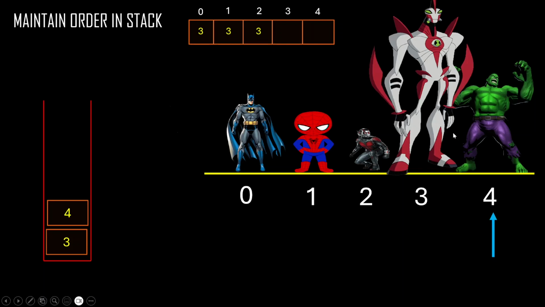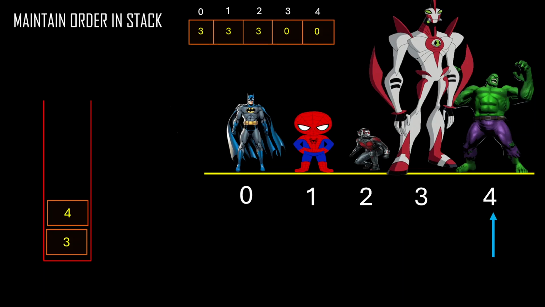If you consider Way Big here, after Way Big there are no higher elements, so obviously it's going to be 0. We are going to store it here because there is no next higher element. And if you consider Hulk as well, after Hulk there are no elements at all, so it's also going to be 0. So whatever elements are left in the stack, their next higher elements won't be there, so that means we need to store 0 in the output array. Yeah, that's all. You got it.